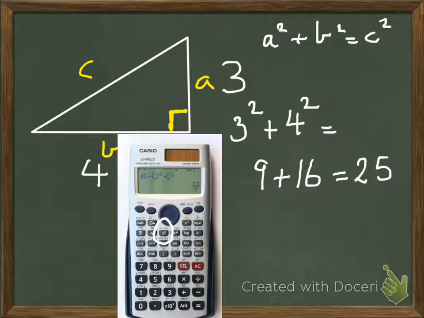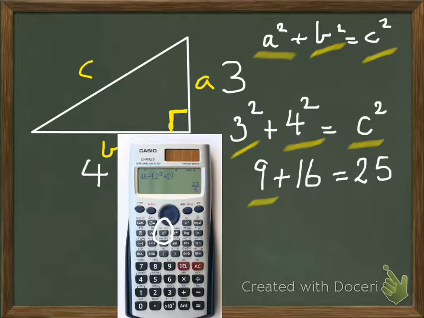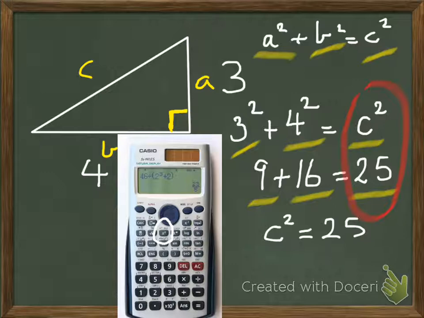What we're saying then is, going back up here now, A squared, which was that, plus B squared, which was this bit here, equals C squared, which is that bit there. We've now put in the numerical value 9 plus 16, and we've come up with 25. So what that means is that C squared equals 25.